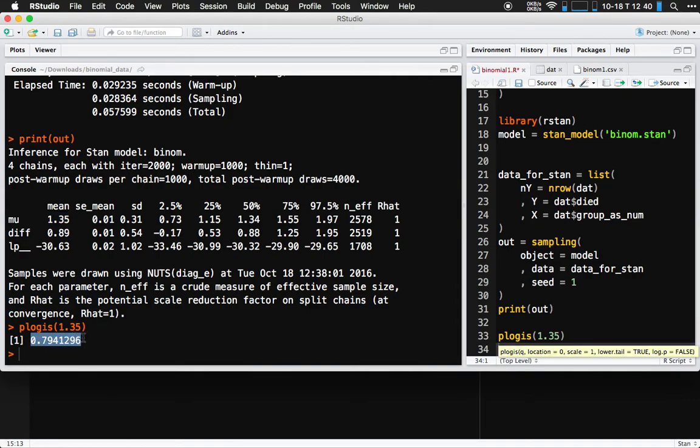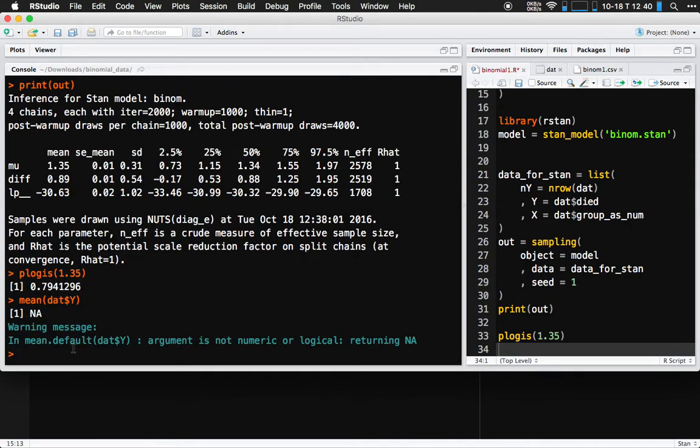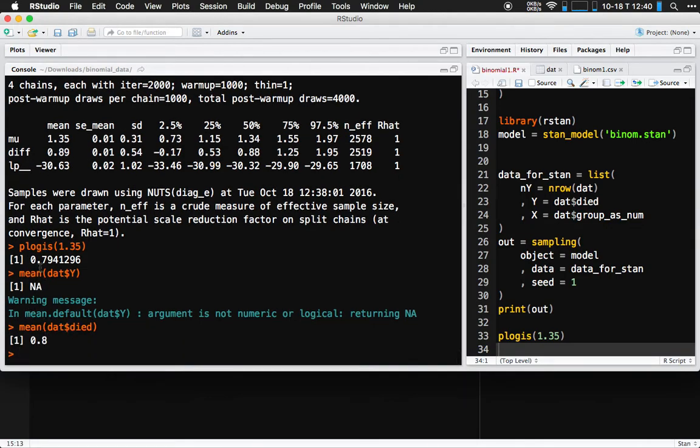Now, way up above, we actually asked what is the mean of the outcome, and we got 0.8. So our posterior has actually yielded a value for the mean outcome that's pretty close to what we observe in looking at mean dat y. Not del. Oh, it's died. That's what it's called. So our posterior seems to be peaked around where the data is.